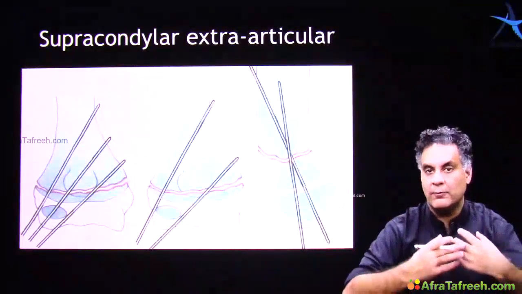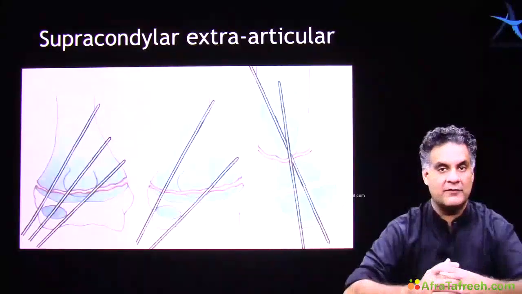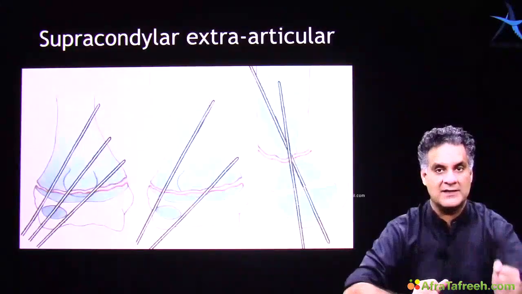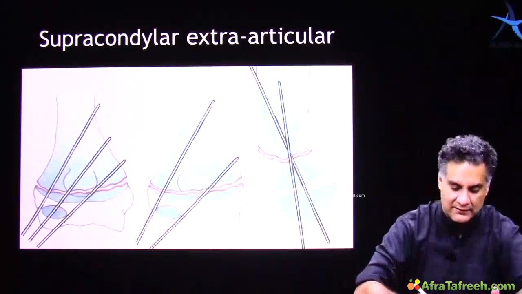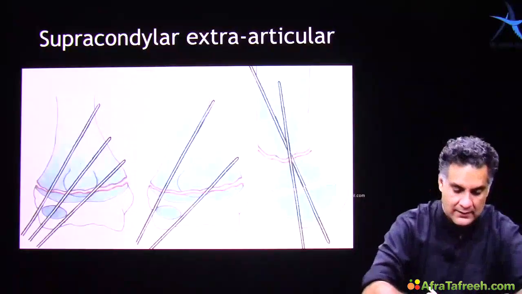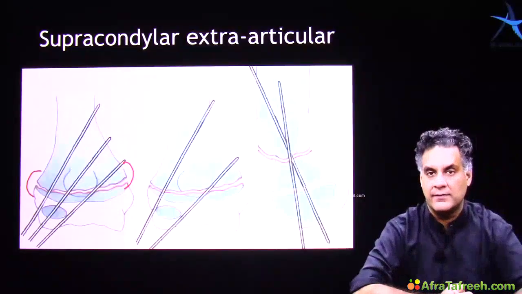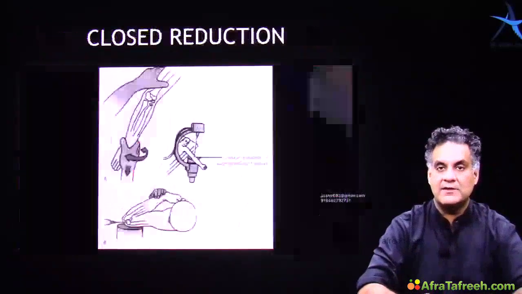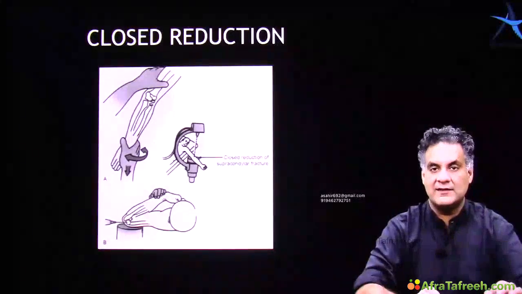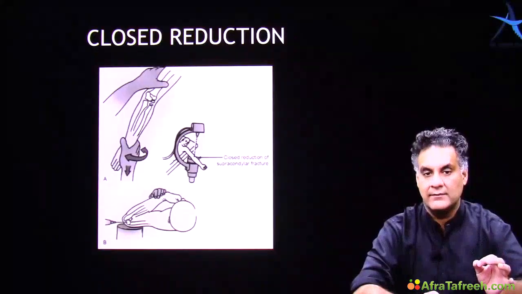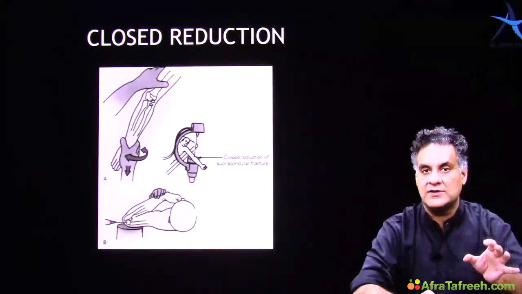When you expose the hematoma, it's called an open fracture. When the hematoma is inside the skin, it's called a closed fracture. For example, this is the fracture supracondylar humerus. This is the hematoma. It's a supracondylar humerus, extra-articular fracture. For this, you will take the patient to the operation theatre, give anesthesia, and under X-ray control without opening the fracture site, put a K-wire. So you are doing a close reduction.